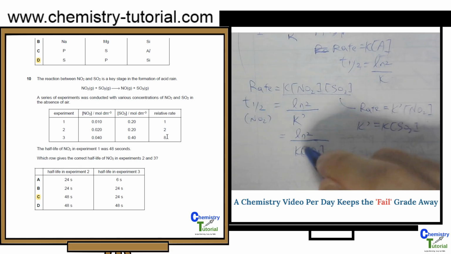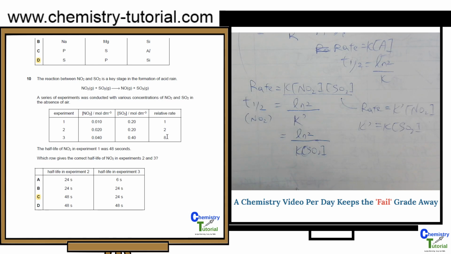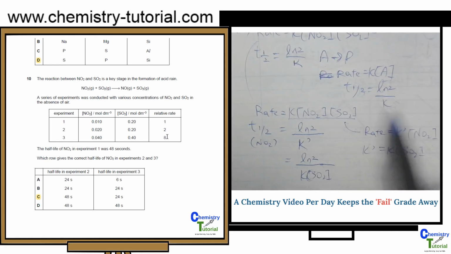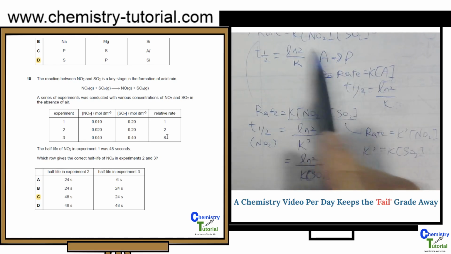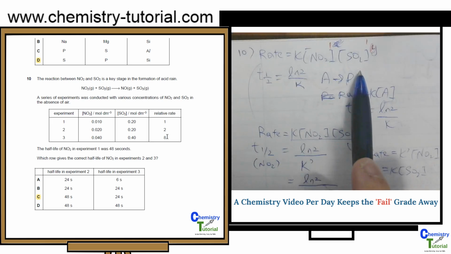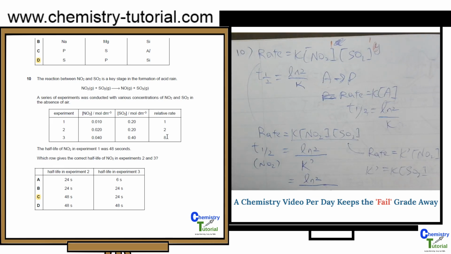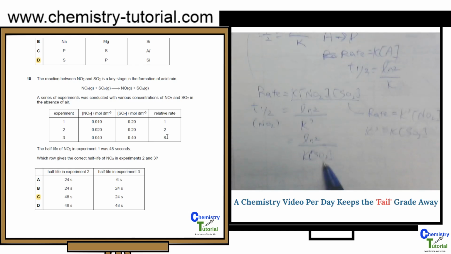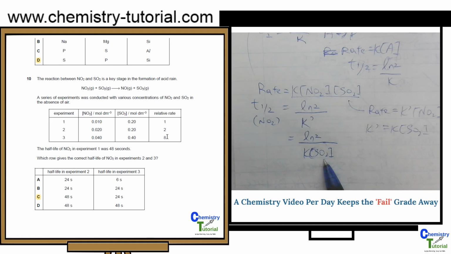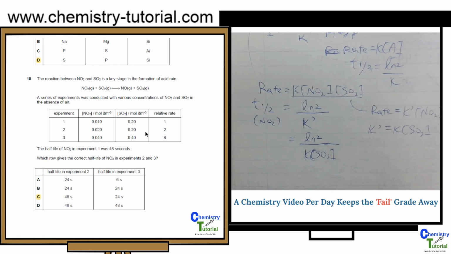Now, in most school notes, they always say that for first order kinetics, the half-life is independent of concentration. That's only partially correct. If you only have one reactant, then it's independent of concentration. But what happens if you have more than one reactant, such as 2 reactants in this particular scenario? Then the half-life is actually dependent on the concentration. So if you compare experiment 1 and 2, the concentration of SO2 is the same, 0.2 and 0.2. Therefore, the half-life for experiment 2 should also be 48 seconds.